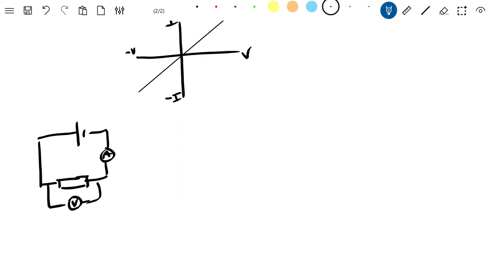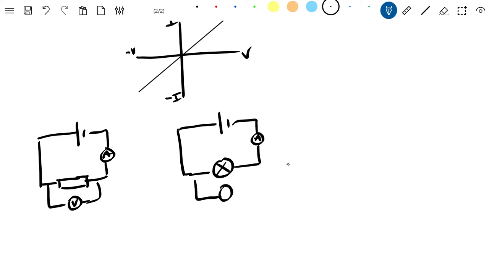So this is our test circuit. Now let's say I want to put that test circuit, and instead of looking at a fixed resistor, we're going to look at something else. I'm going to look at a bulb, and we're going to see what happens. We're going to do exactly the same experiment, but this time with a bulb.